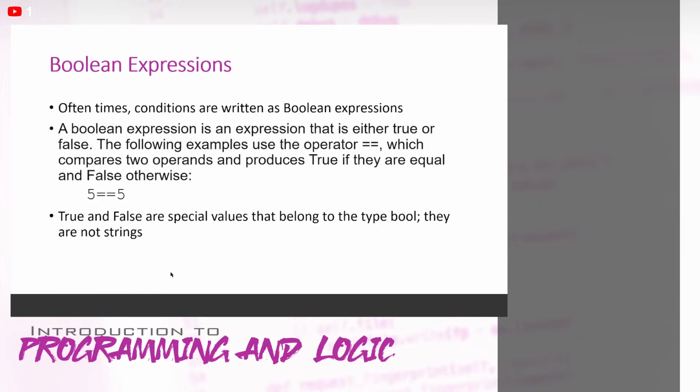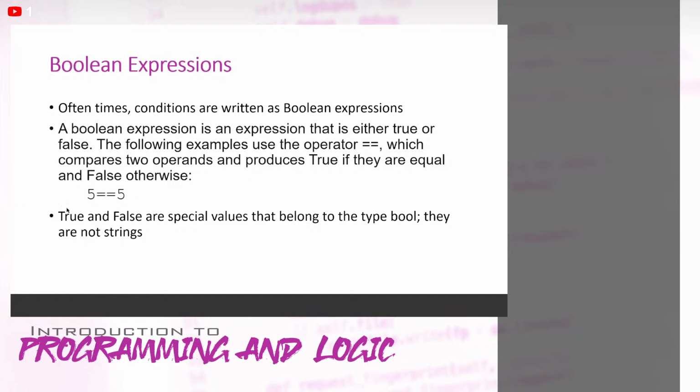Now, the terms true and false are special values. They are reserved syntax that belong to the type bool, B-O-O-L. And so they're not strings. Since they are not strings, whenever we are using the Boolean logic trues and falses, we don't have to wrap them in quotes because they're not strings.